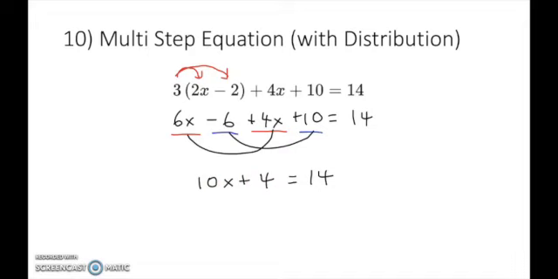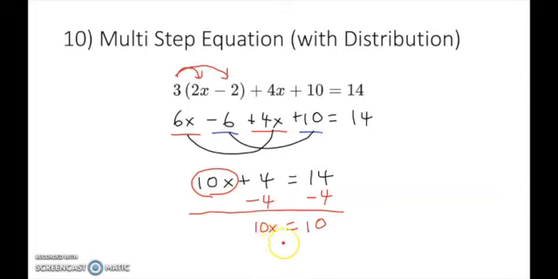Now that looks like a two-step equation. So let's go ahead and solve. Let's leave the 10x term alone and get rid of everything else that's on the same side of the equal sign. So let's subtract 4 from both sides, leaving us with 10x on the left side is equal to 14 minus 4 is 10. Now finally, for our last step, let's divide both sides of the equation by 10 to get 1x on the left side is equal to 10 over 10 is equal to 1.